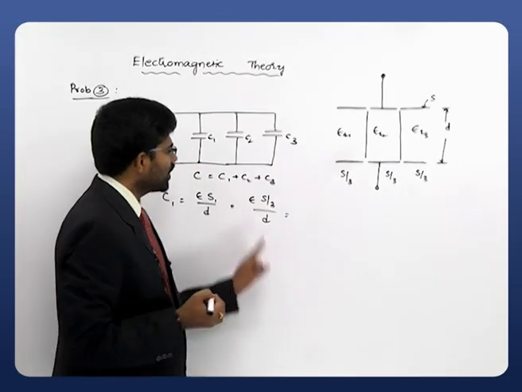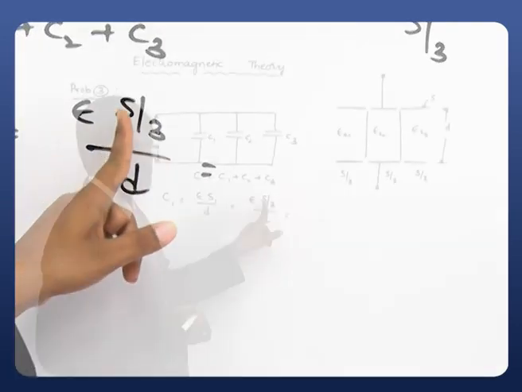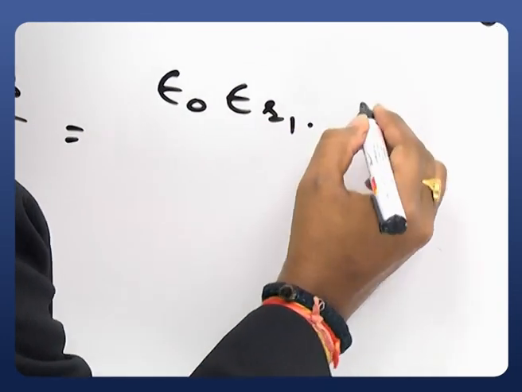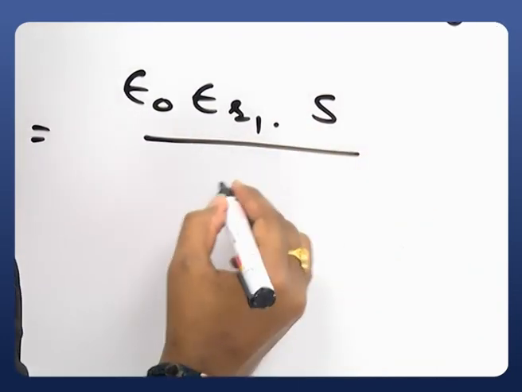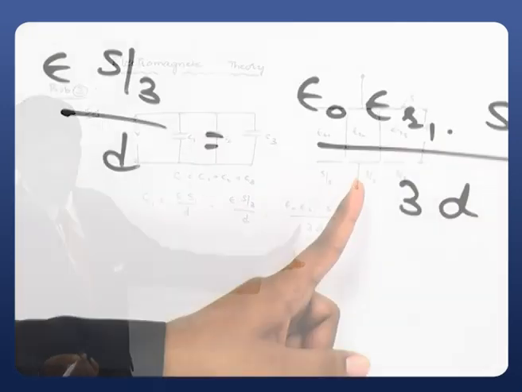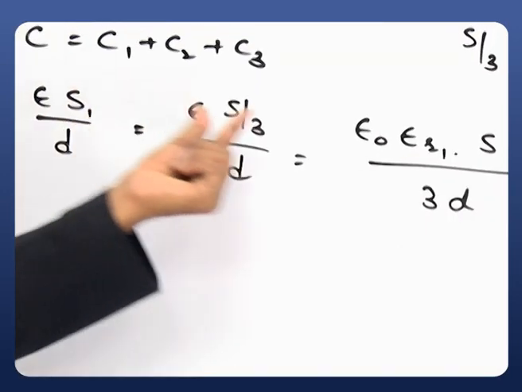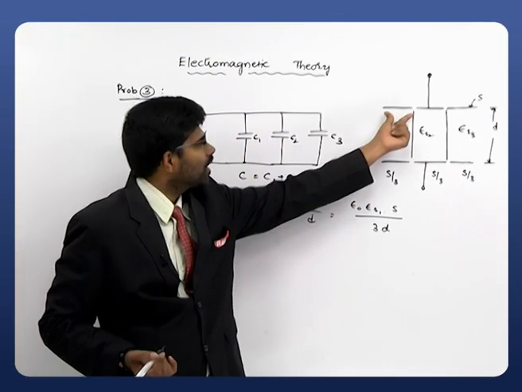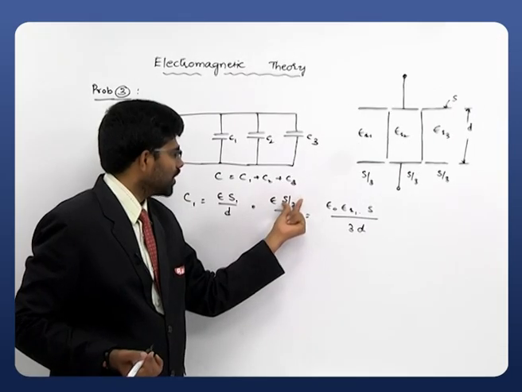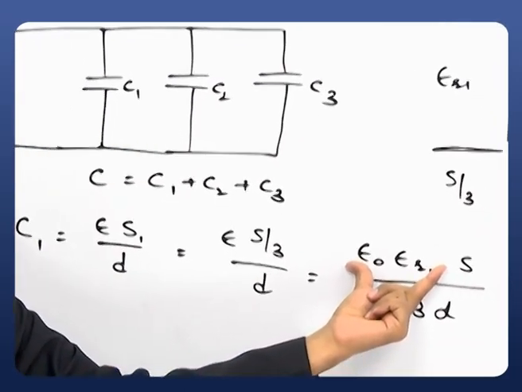And epsilon can be written in terms of its relative dielectric constant as epsilon R into epsilon naught. So this can be written as epsilon naught epsilon R1, S by 3D. This is the capacitance of the first one. Simply, I am taking the basic equation and modifying the surface area for our first capacitor. It is just S by 3, the distance D is the same, and epsilon is modified as epsilon naught into epsilon R1.